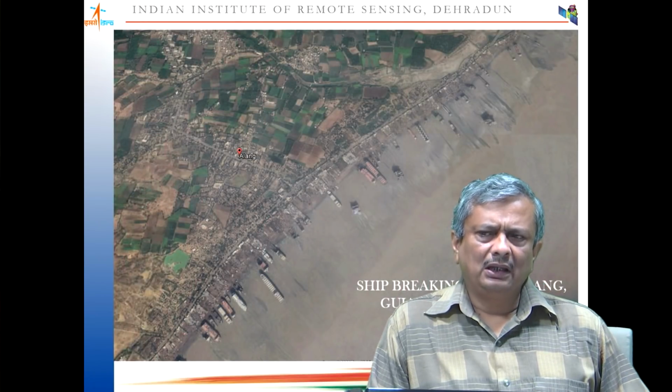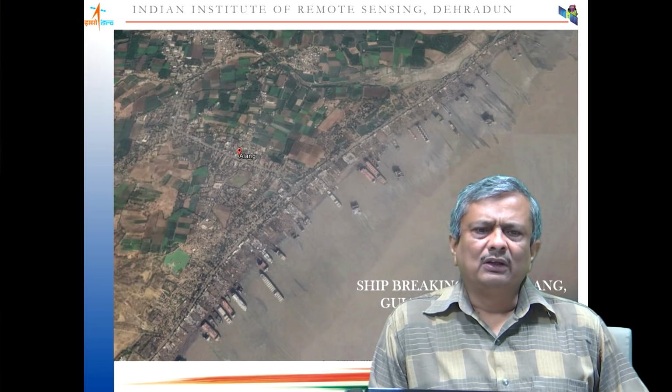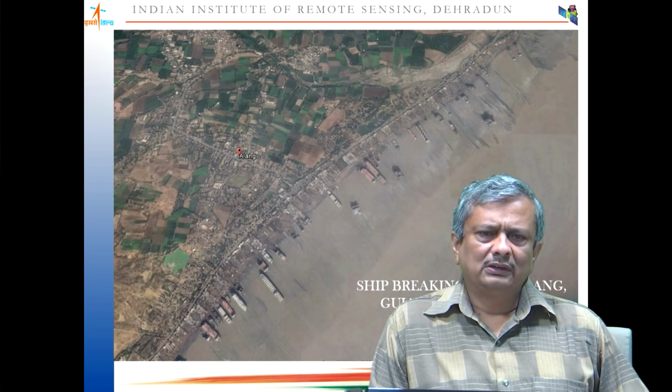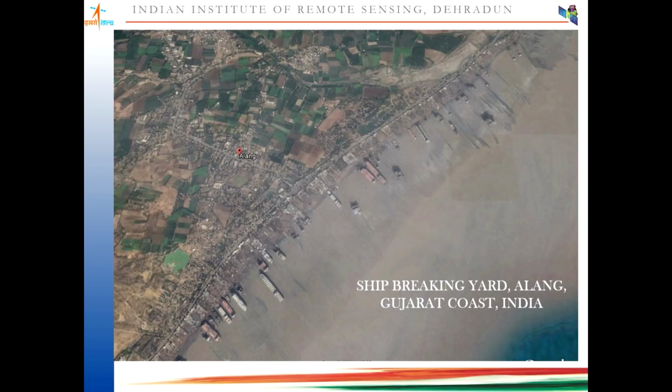So this is a Google Earth image. This is a ship breaking yard along Alang. So you can see all the ships have come up. This is not a port or harbor for anchorage. They are there to be broken, because their life is over as per the international maritime laws. So they have to be broken, and Alang is Asia's biggest ship breaking yard, where they have come to break ships. But unfortunately, the norms for breaking of a ship are not being followed.